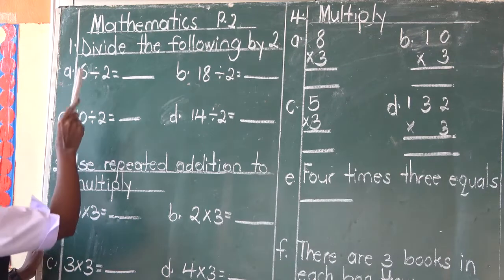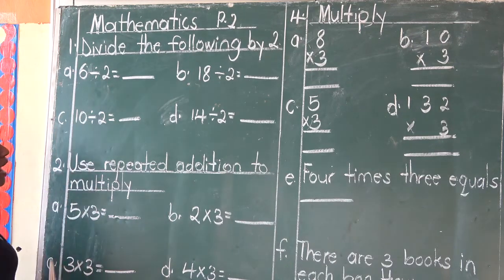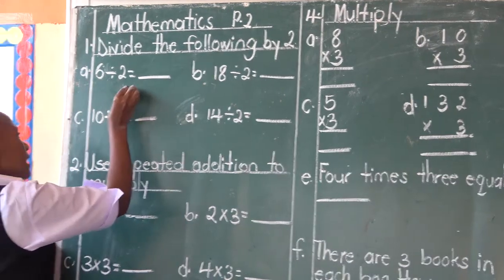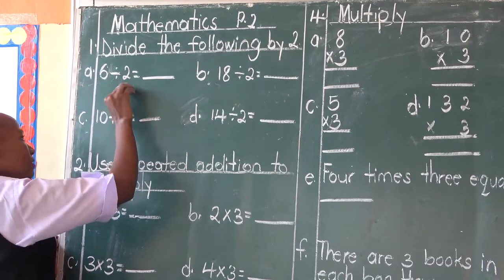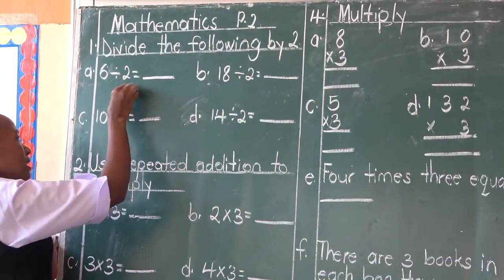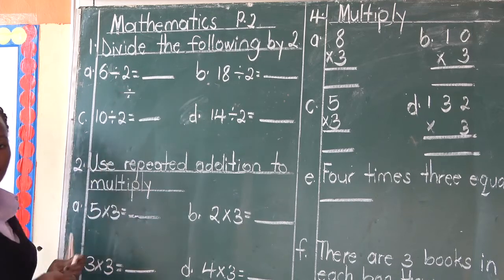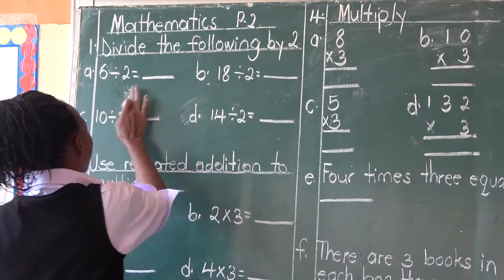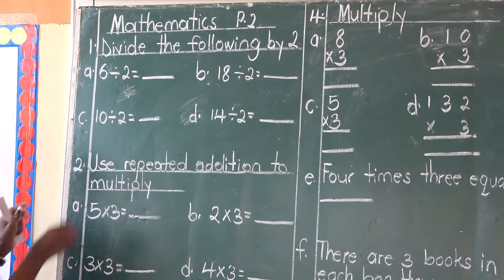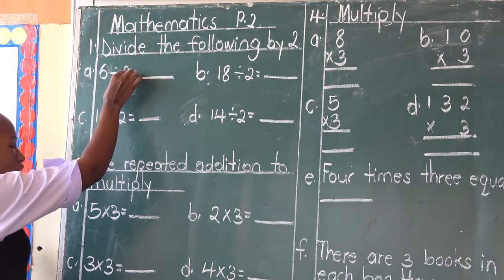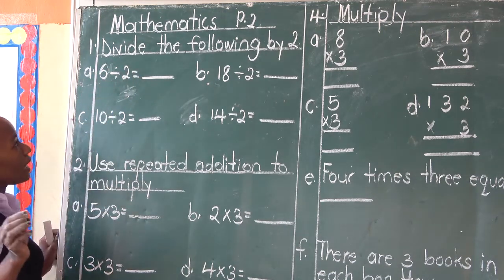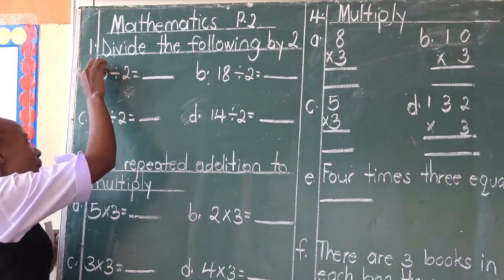Our first number is 6 divided by 2, and this is the sign or the symbol for dividing. The division sign. You write this, the minus and the 2 dots. That is the symbol for division or for dividing. Then we have here 6 divided by 2.